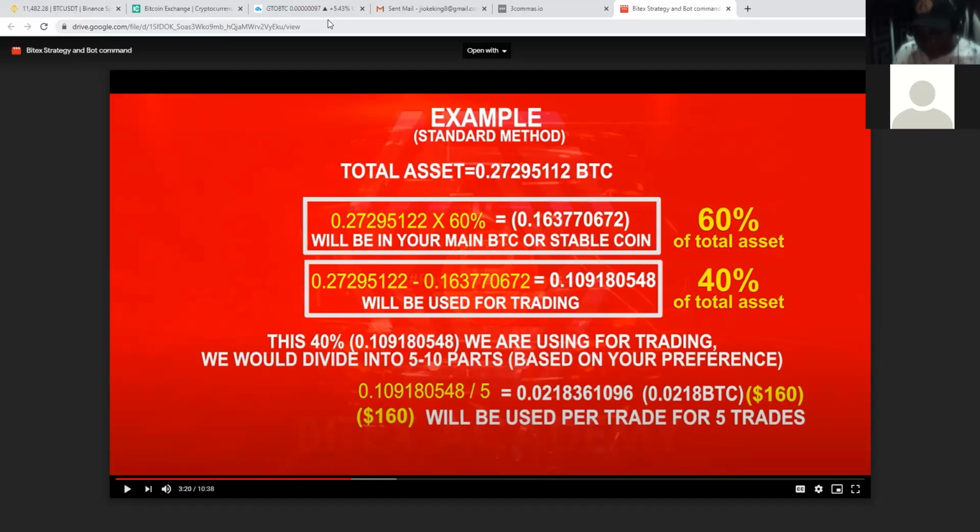So you can also decide to trade in 10 parts by dividing that 40% into 10. If you divide the 40% into 10, it allows you to trade with $80 each. That means each trade you enter, you are entering with $80. This is like what I explained to you about using position sizing and trading without position sizing. Do you understand what I'm trying to explain? So now let's play the video again.